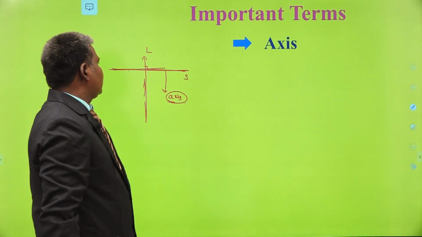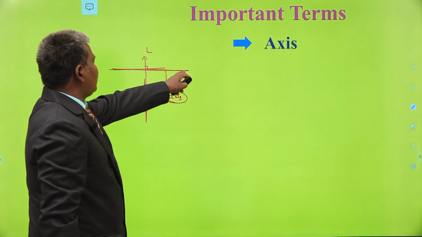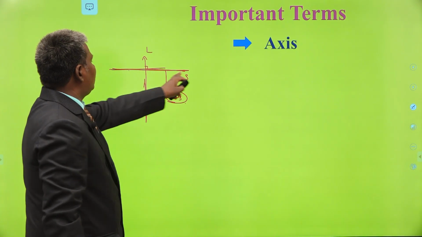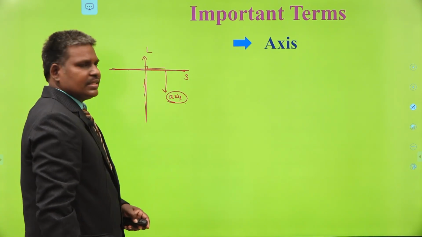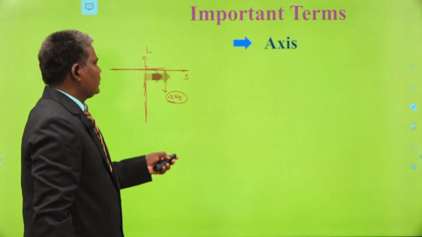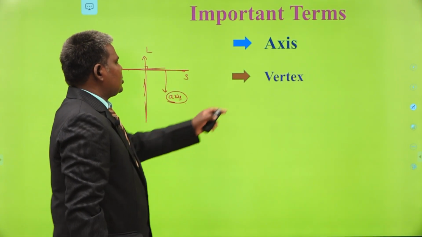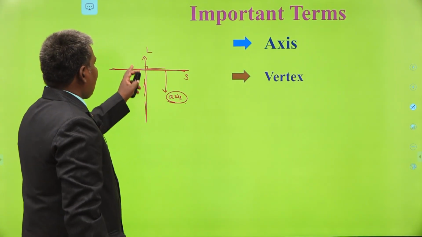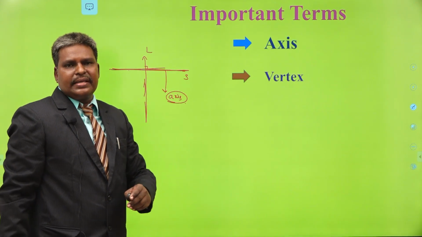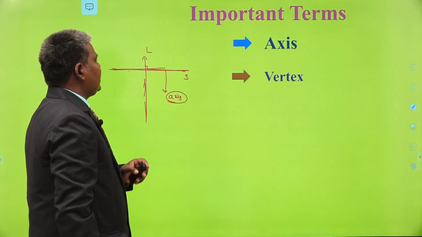Am I correct or not? This is the directrix. This is your focus. The line passing through the focus perpendicular to the directrix is called your axis. Now the next one is vertex. Where this axis meets my conic is called the vertex of the conic.